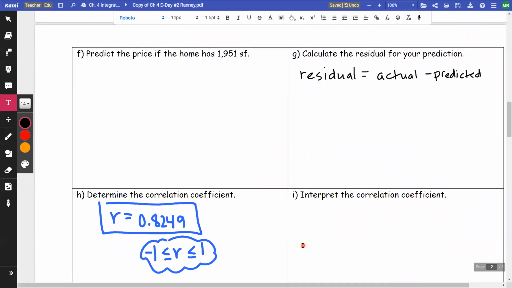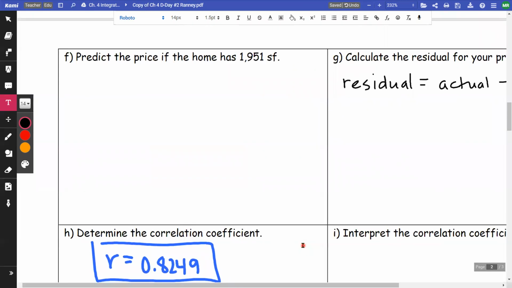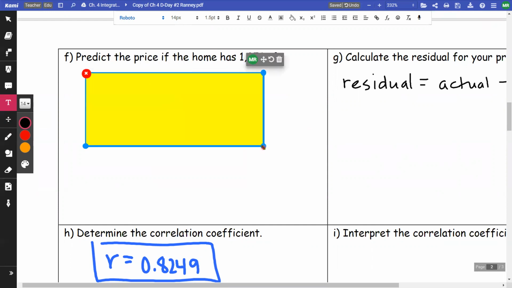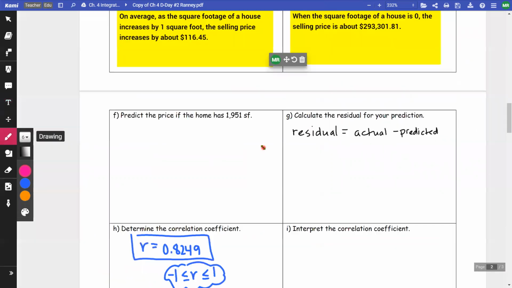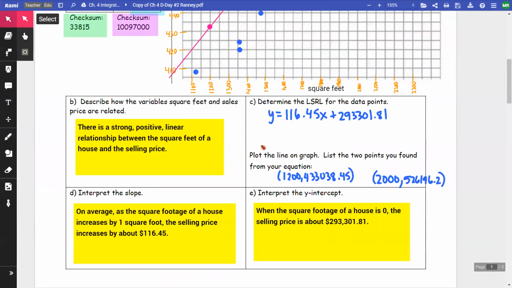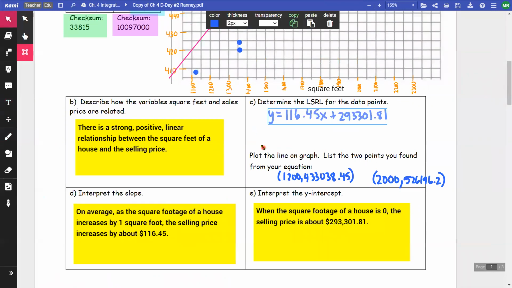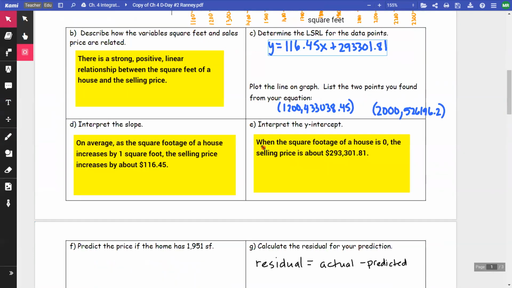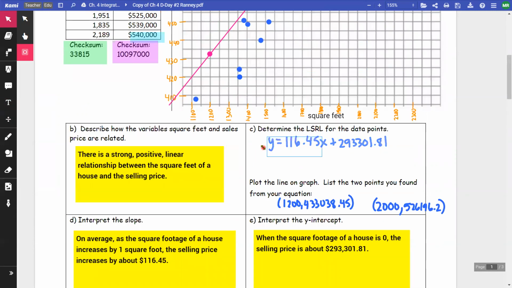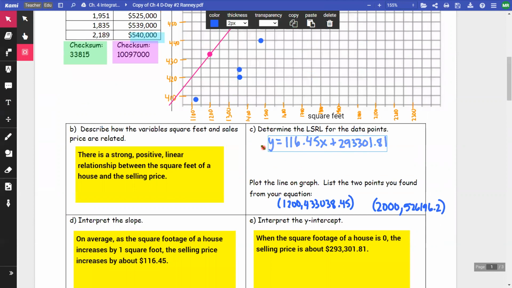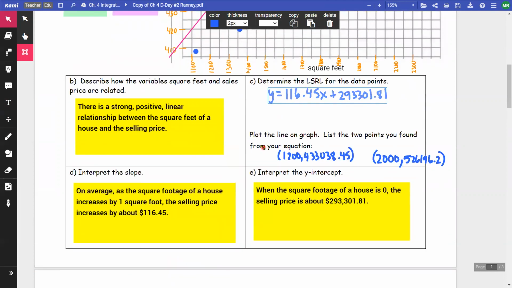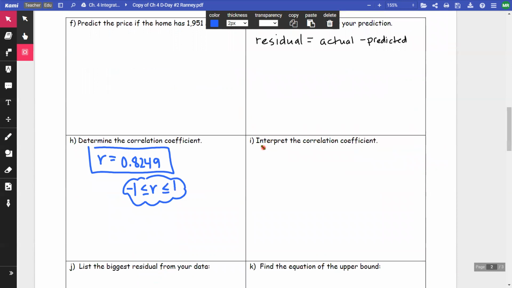So now on the next one, predict the price if the home has 1,951 square feet. For this one, you're going to put that amount into your equation. Let me get rid of this. So I'm going to take this equation here, copy it, and paste it here.